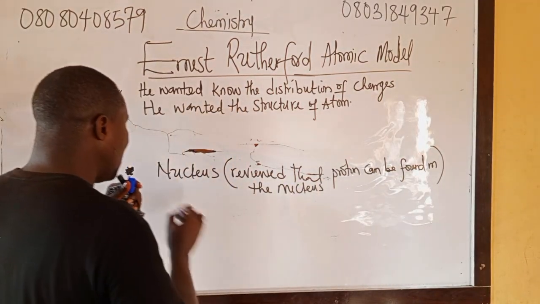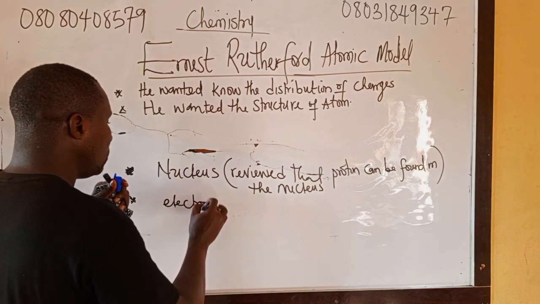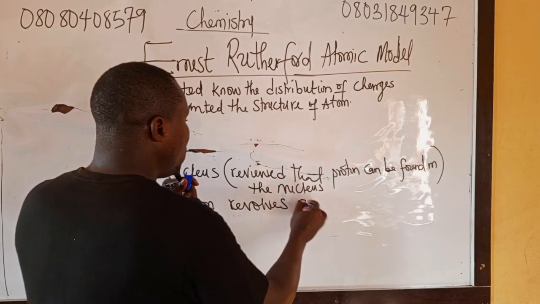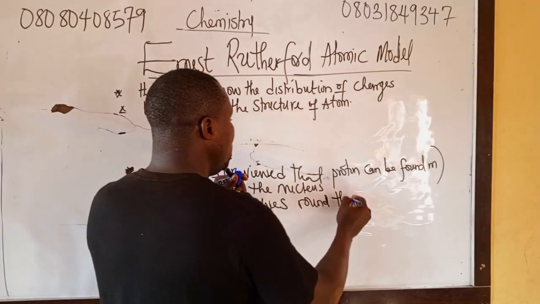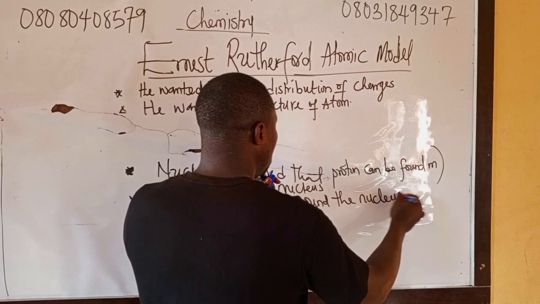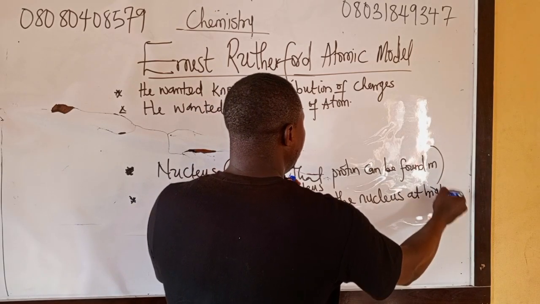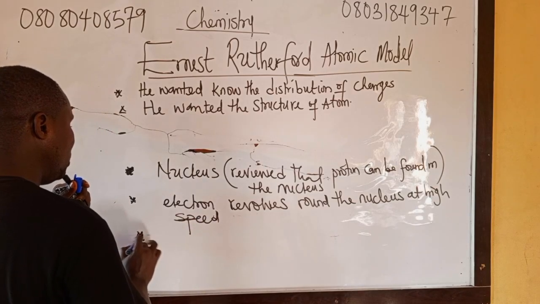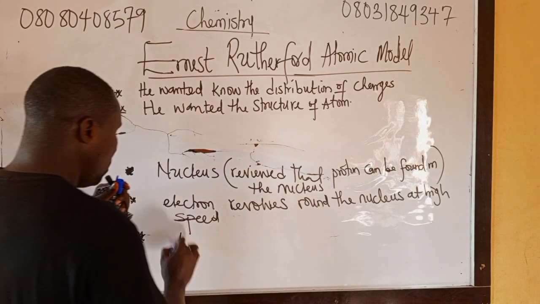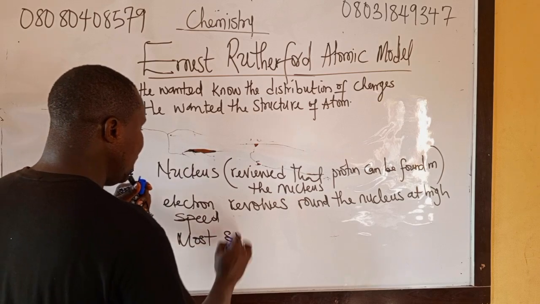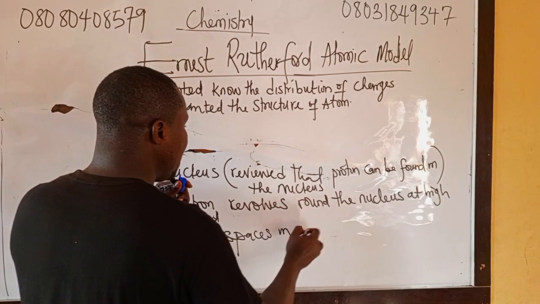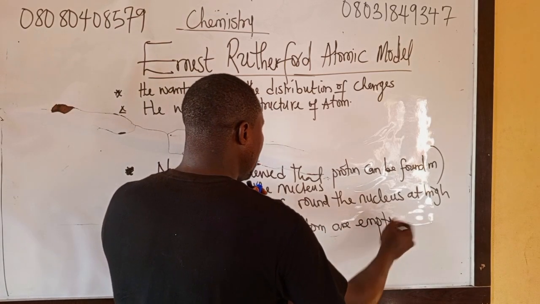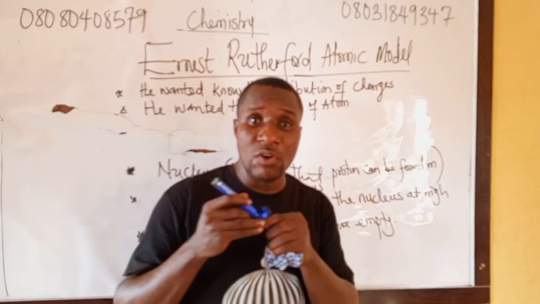He also discovered that electrons revolve around the nucleus at high speed. Another thing he discovered is that most spaces in the atom are empty. These are the three things he later discovered.